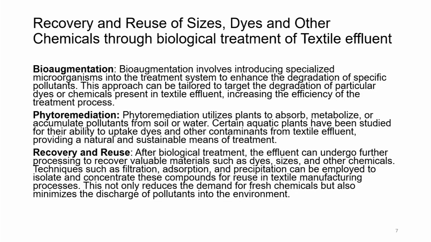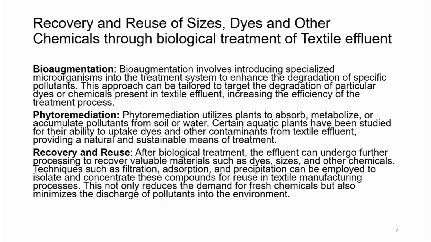Phytoremediation. Phytoremediation utilizes plants to absorb, metabolize or accumulate pollutants from soil or water. Certain aquatic plants have been studied for their ability to uptake dyes and other contaminants from the textile effluent, providing a natural and sustainable means of treatment. So, somehow if it can absorb, if it can hold on, then that is a very good option for the removal of the pollution load.